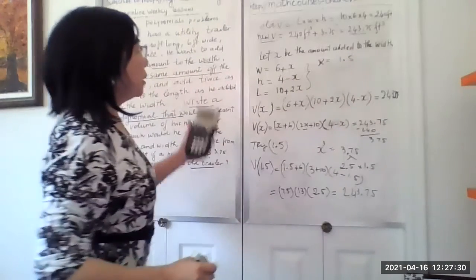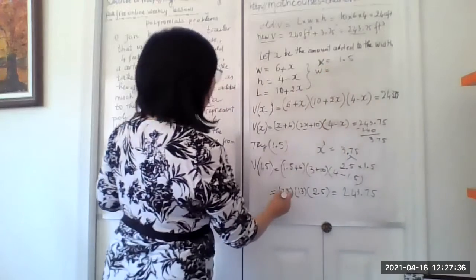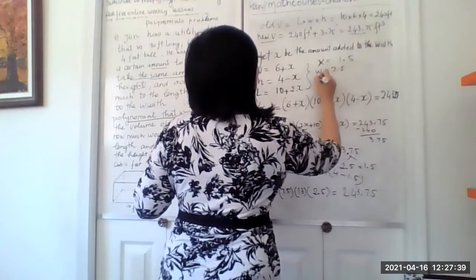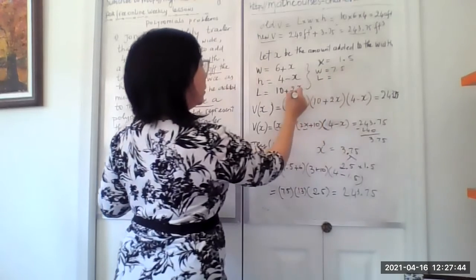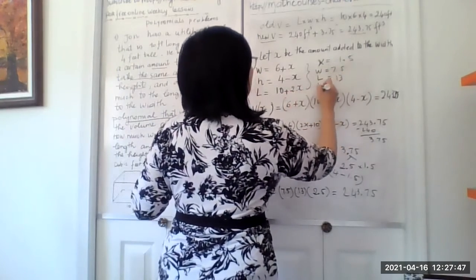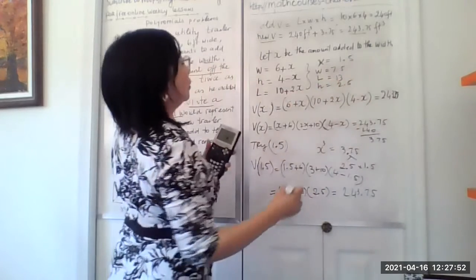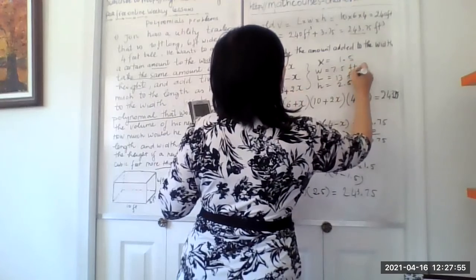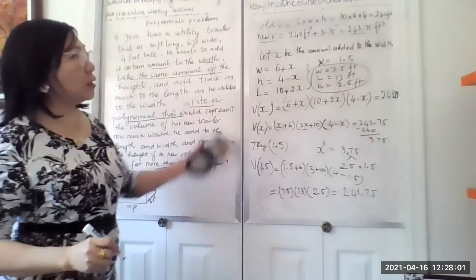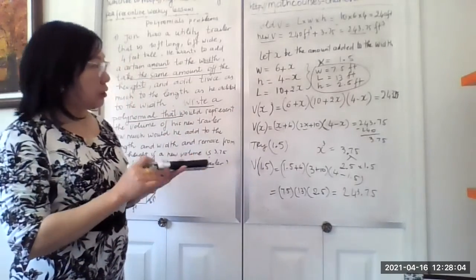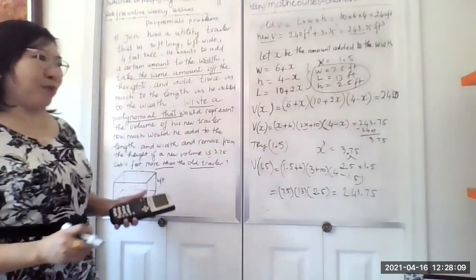So let's calculate the dimensions of the new trailer. The width will be equal to 7.5, the length will be equal to 10 plus 3, which is 13, and the height will be equal to 2.5. And this is in feet. So those are the three dimensions, found just by establishing the polynomial function, and we are able to solve this problem.